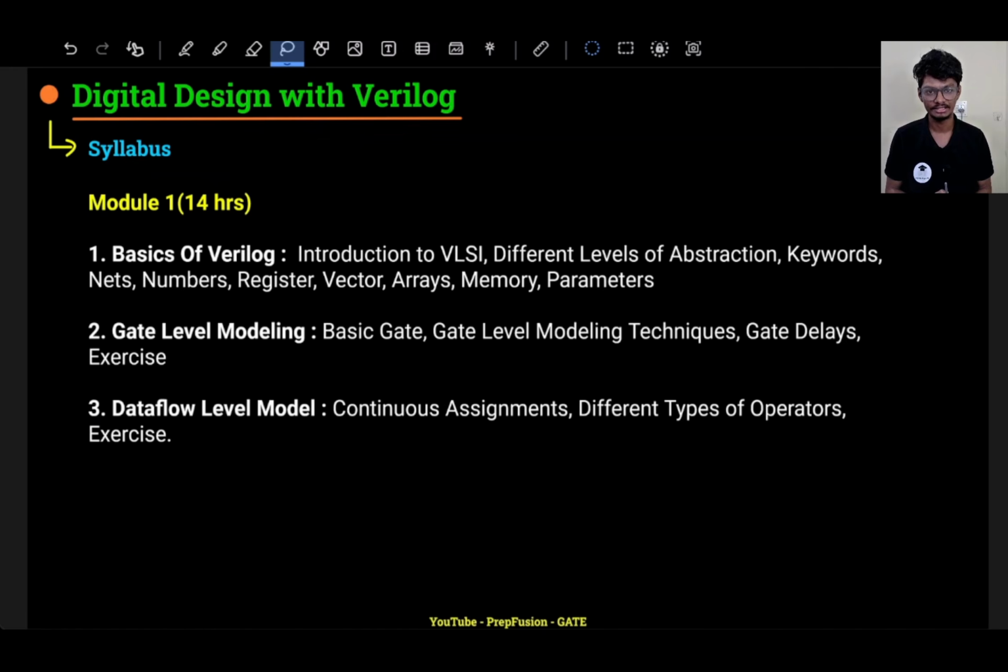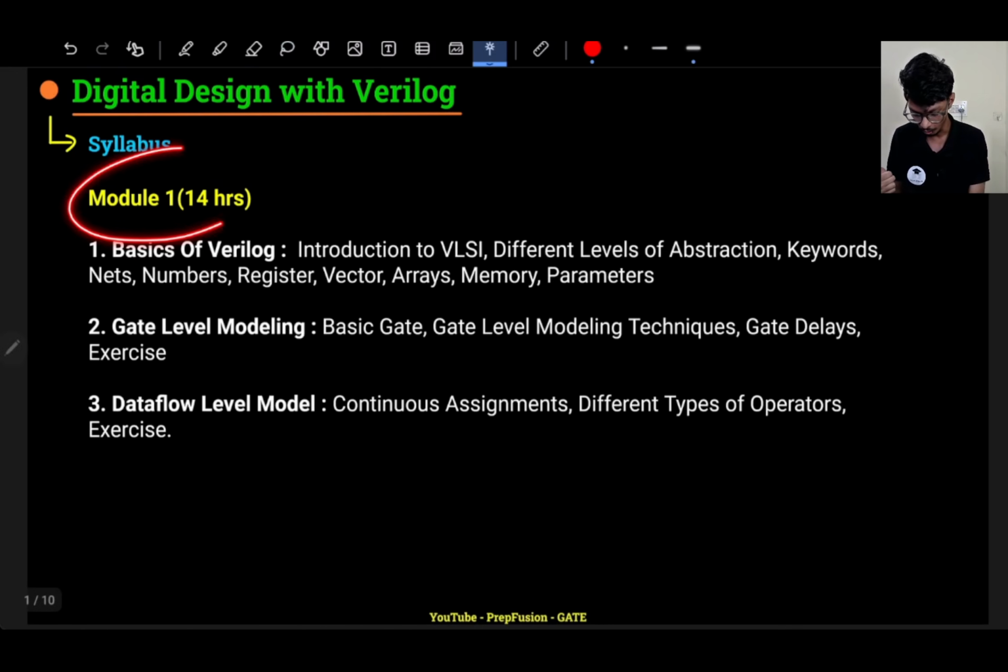Hi everyone, I am Anish and I will be teaching Verilog and COA in this digital VLSI course. So let's start with the syllabus of Verilog. There are two modules of Verilog, module 1 and module 2.